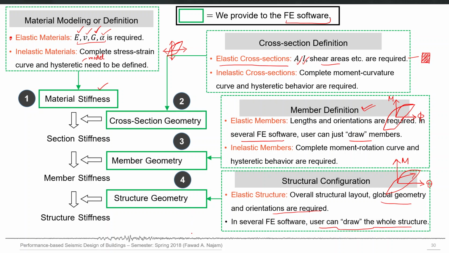So this is the overall hierarchy which we will be following while we will be modeling our structure in a finite element software. We will start with material stiffness, this one. We then go to cross section geometry, all the cross sections of members which we will be using in our model, and then we will define all the elements, members basically, and then the assembly of those elements basically will make the overall structure geometry.